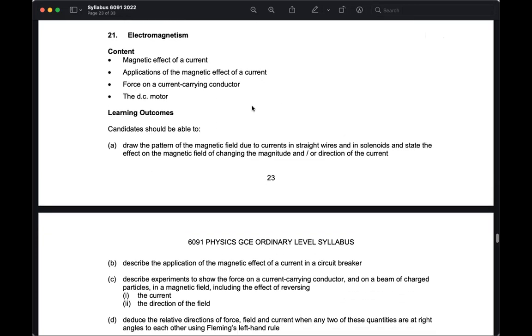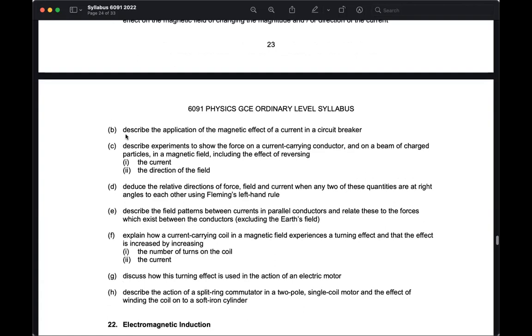Okay, so let me go into the outcomes that you all need to know. First of all, you need to know what is the magnetic field due to a current in a straight wire. Then of course after that you talk about the solenoid. Then you need to know what is the magnetic effect of changing the magnitude or the direction of the current. So when the current is reversed, what happens to the magnetic field? When the current is increased or decreased, what happens to the magnetic field? Is that clear?